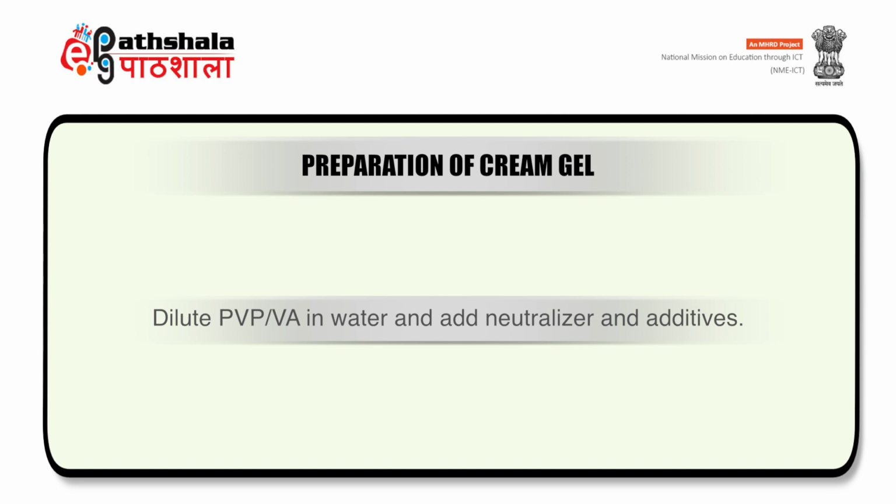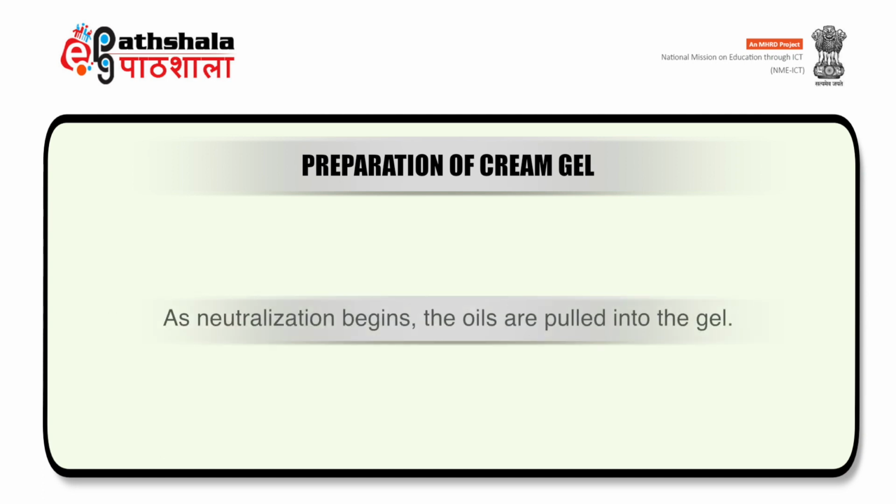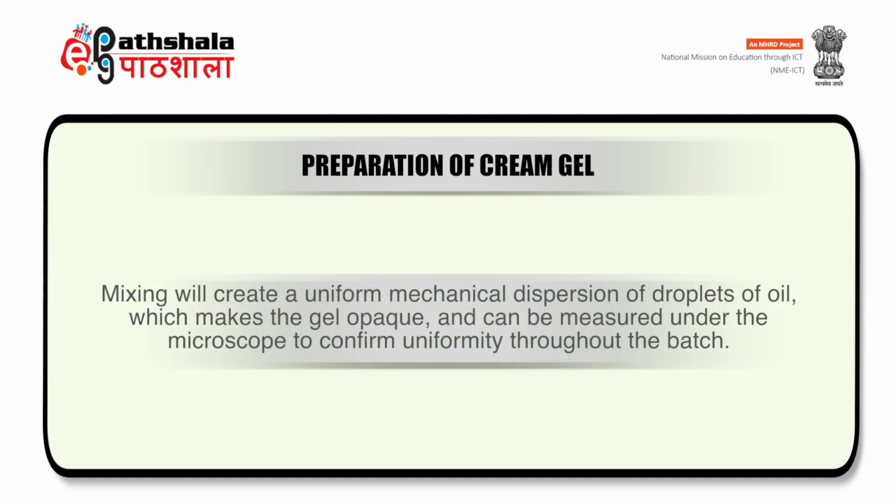Dilute PVP VA in water and add neutralizer and additives. Transfer the PVP VA phase to the main kettle and mix until the gel is complete. As neutralization begins, the oil is pulled into the gel. Mixing will create a uniform mechanical dispersion of droplets of oil, which makes the gel opaque and can be measured under the microscope to confirm uniformity throughout the batch.